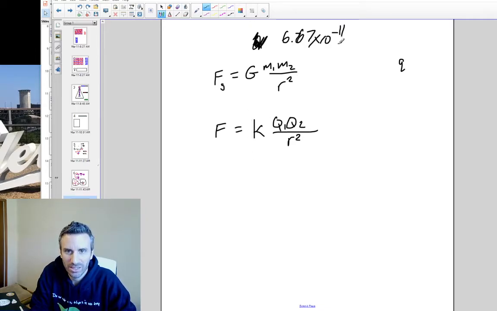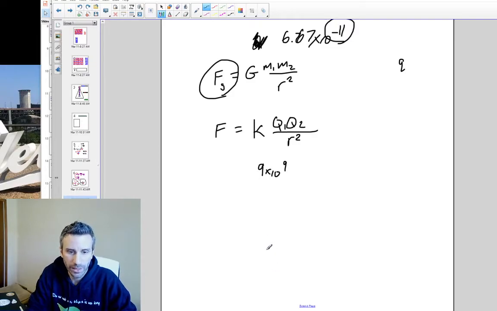Because it's to the negative 11th, it shows that it is a very, very small number. The force of gravity is very, very small. It's a very small, weak force. So what is K? How does that compare? K is equal to 9 times 10 to the 9th. Again, I'm not even going to concern myself with the units. That's a big number. Electrostatic forces are very large forces in comparison to gravitational forces. It is extremely different in that way.